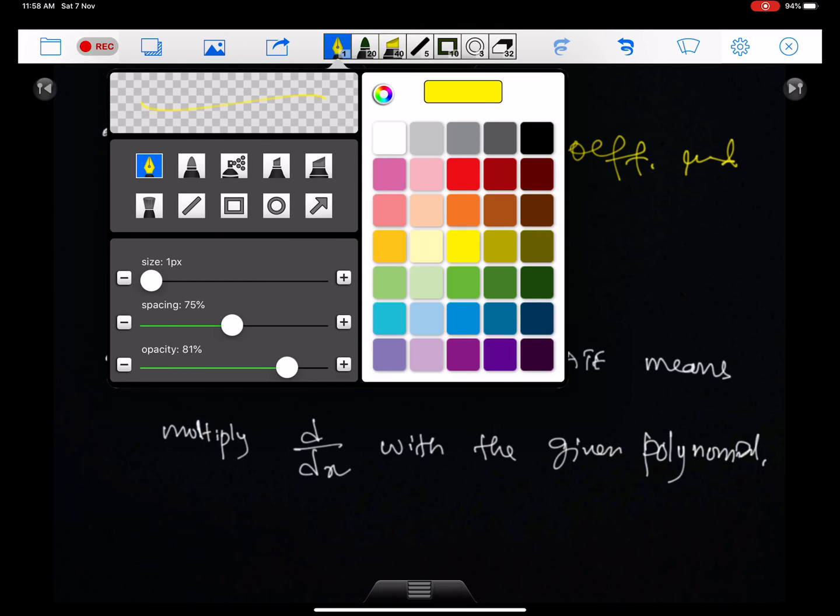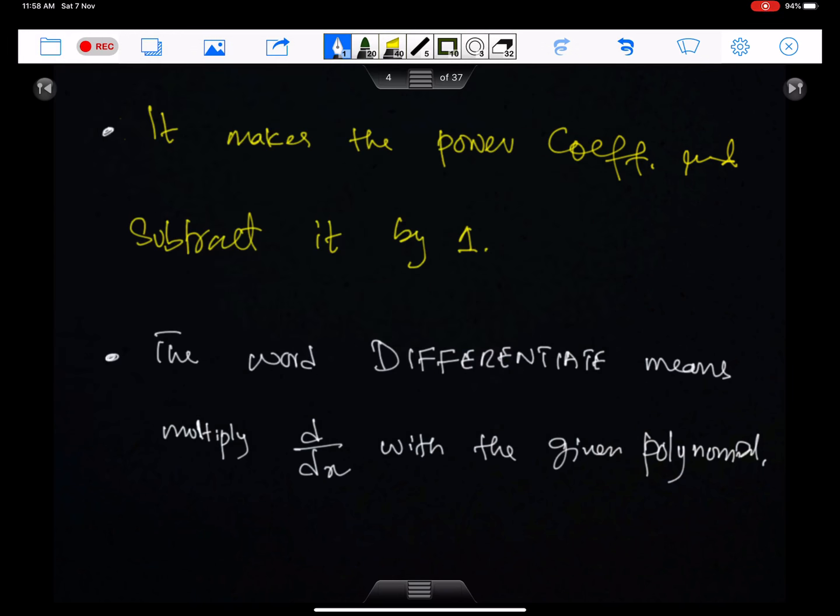How does this operator work? It makes the power coefficient and subtracts it by 1. So this is the way this operator works. The word differentiate means multiply d upon dx with the given polynomial.